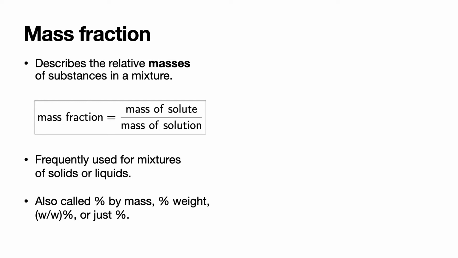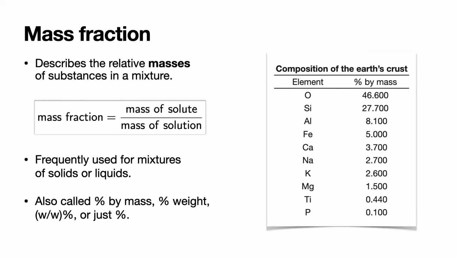And so one place where you'll encounter this is geologists will use this to describe, for instance, the composition of the Earth, or the Earth's crust. So the Earth's crust is about 46.6% oxygen by mass, about 27.7% silicon by mass, and so on.